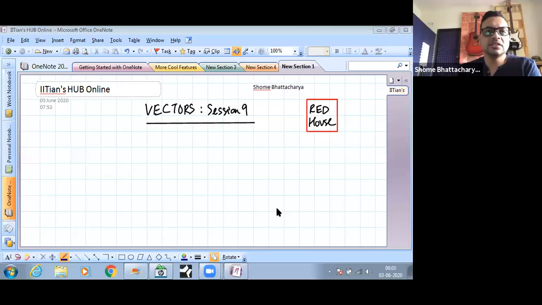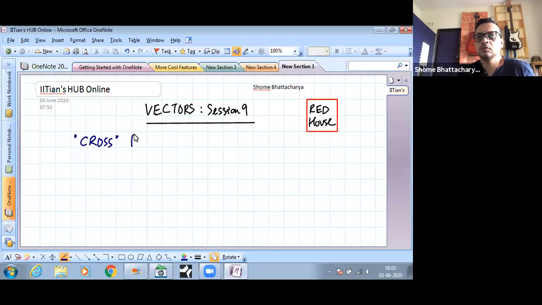Right. So in this session, we will be mostly discussing the cross product operation, which is the last of the vector operations that we'll be learning about. So we have come to the very end of vector analysis now. So let us understand, to begin with, the definition of cross product. Cross product is also known as the vector product.